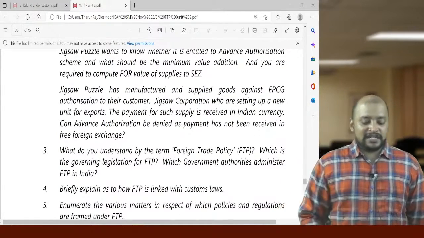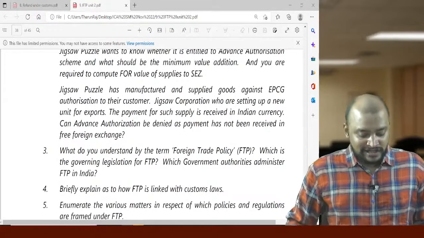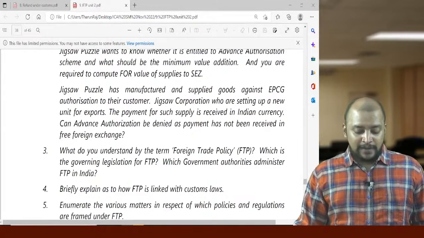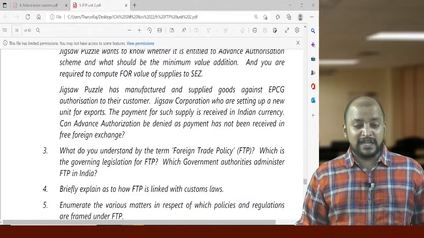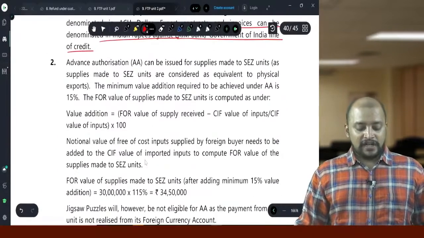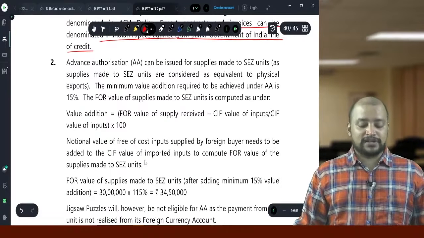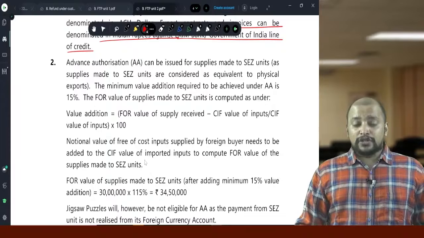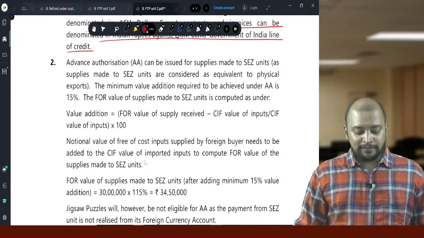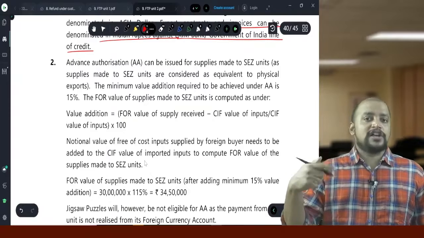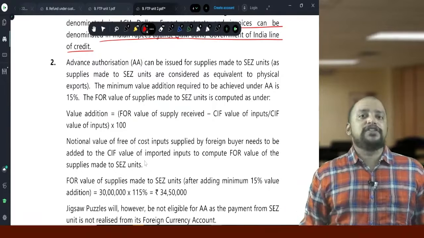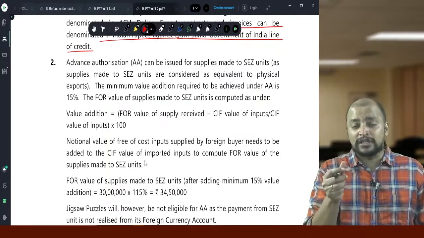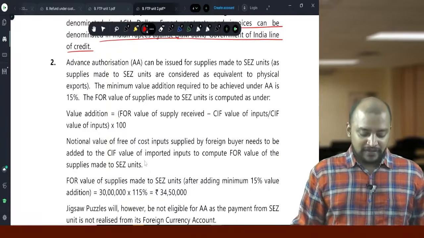Jigsaw Puzzle has manufactured and supplied goods against EPCG authorization to their customer, Jigsaw Corporation, who are setting up a new unit for export. The payment for such supplies is received in Indian currency. Can advance authorization be denied as payment has not been received in free foreign exchange? First of all, advance authorization is given even for supplies to SEZ, and they should achieve the value addition condition of 15%. If any free of cost material is imported for use in the manufacture of finished goods, the notional cost of that material should be included in both the CIF value as well as in the FOB value.